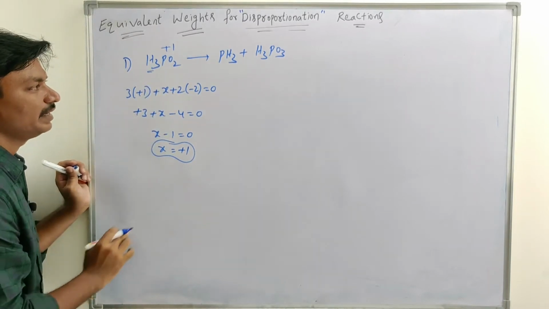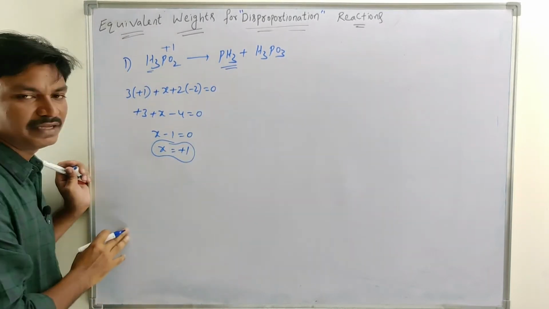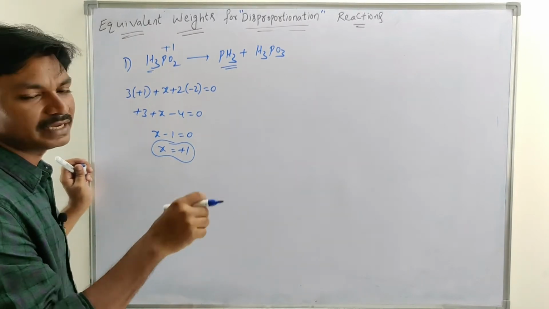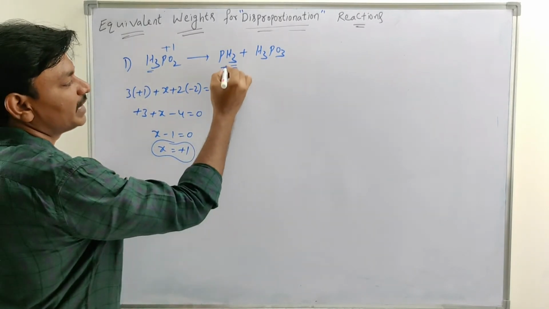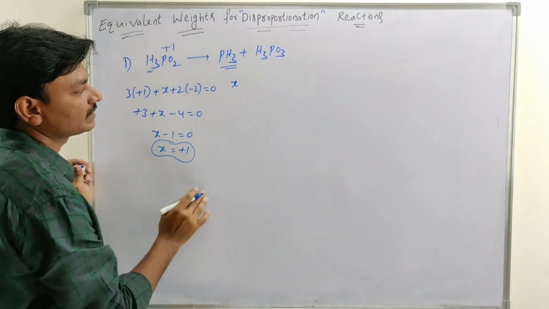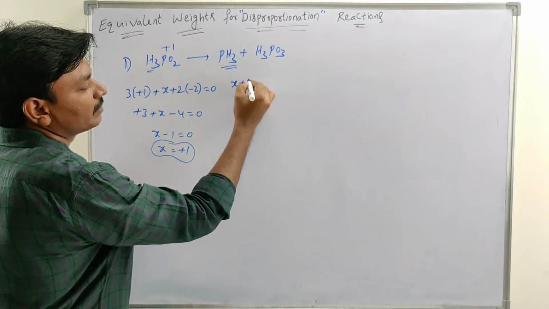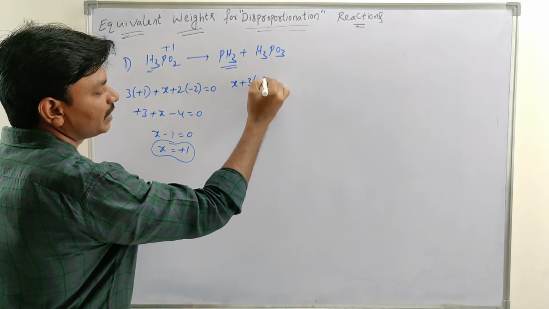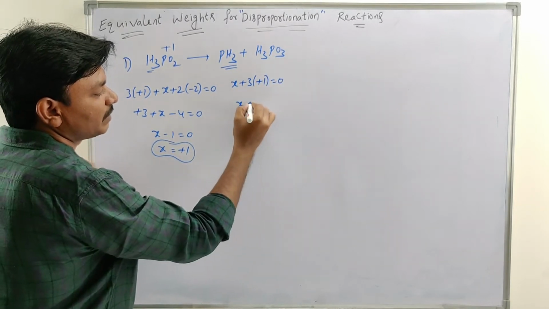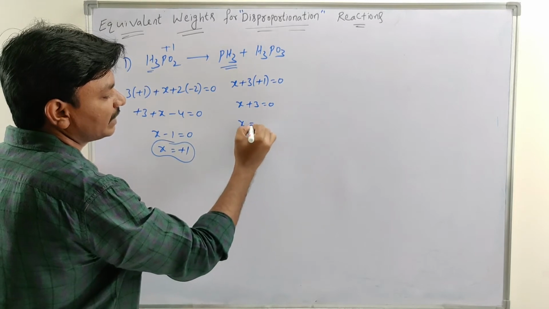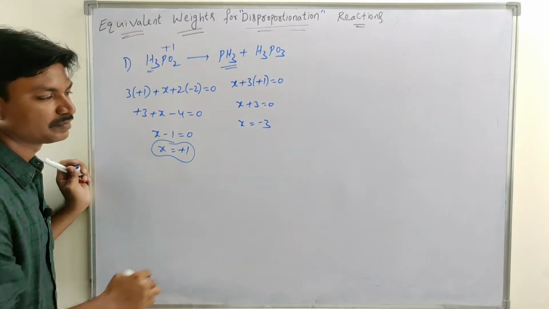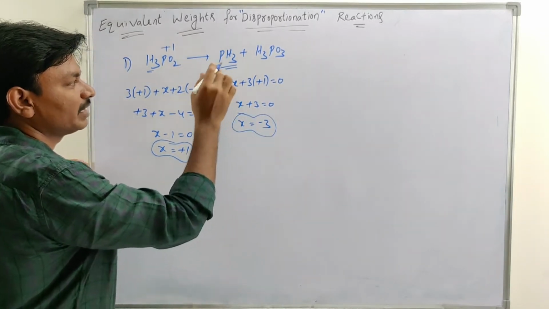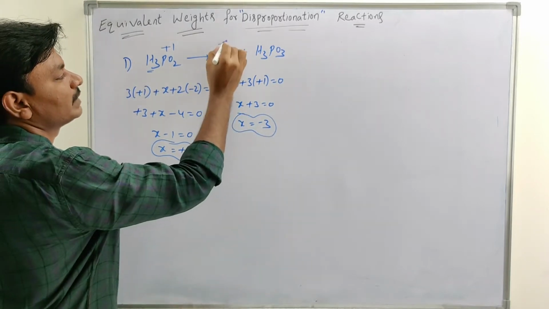Okay, clear? Here it is the PH3 molecule. In the PH3 molecule, phosphorus is the central atom, that is X. Each hydrogen has +1 charge. Here 3 hydrogen atoms are present, that is 3 into +1, plus X equal to 0, so X plus 3 equal to 0, X equal to -3. That is, the phosphorus oxidation number in the PH3 molecule is -3.